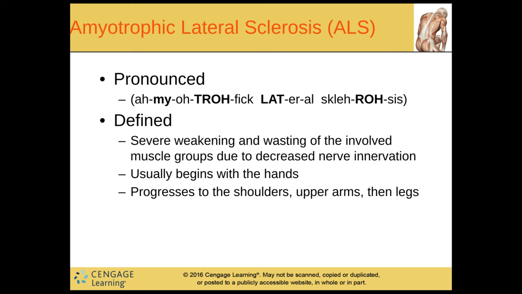And then we have amyotrophic lateral sclerosis, or ALS, or maybe you've heard of it referred to as Lou Gehrig's disease. This is a severe weakening and wasting of the involved muscle groups due to decreased innervation. It usually begins with the hands and then it progresses to the shoulders, upper arms, and legs.